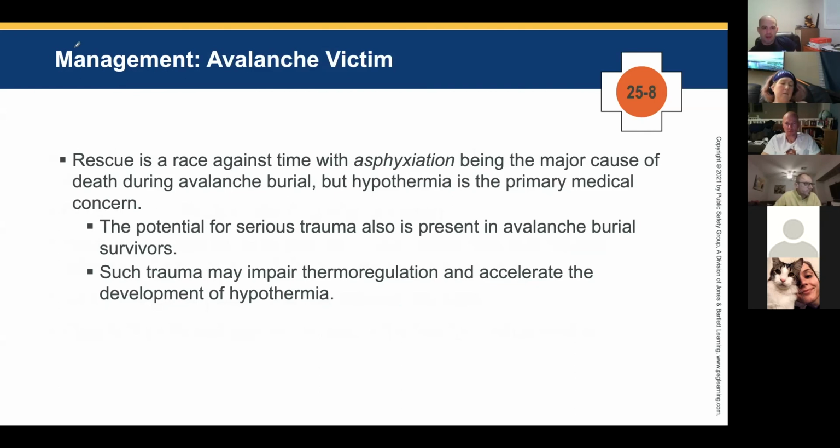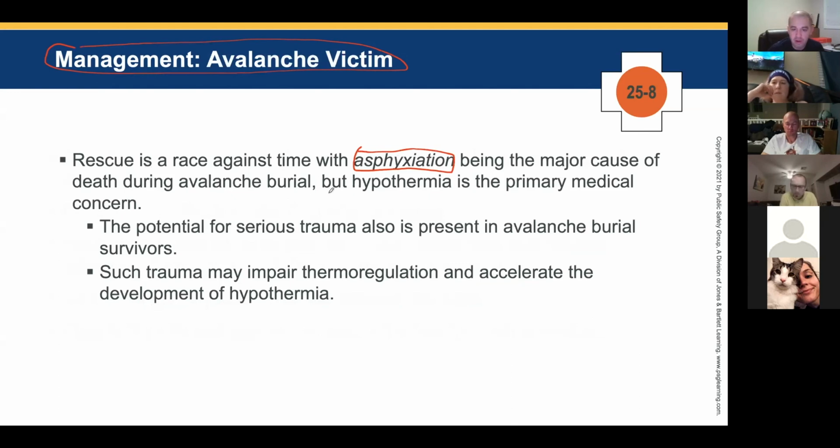So let's talk about our avalanche victims. If we have an avalanche victim, rescue is a race against time because of asphyxiation. Many times these individuals are buried and they become asphyxiated.